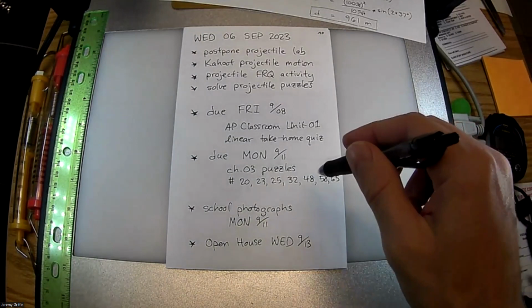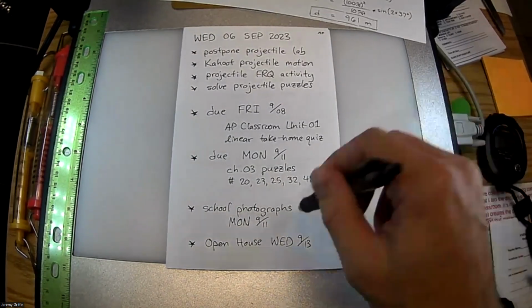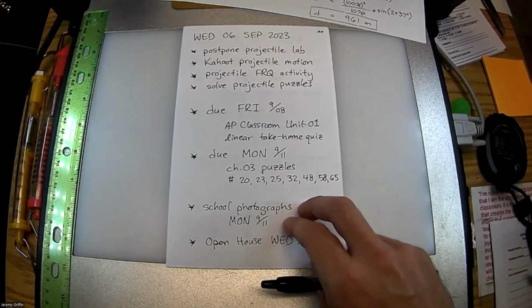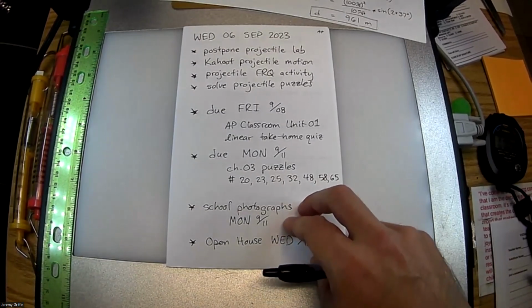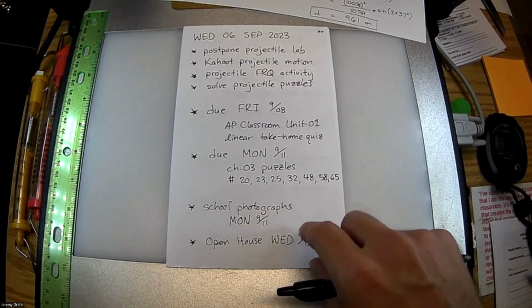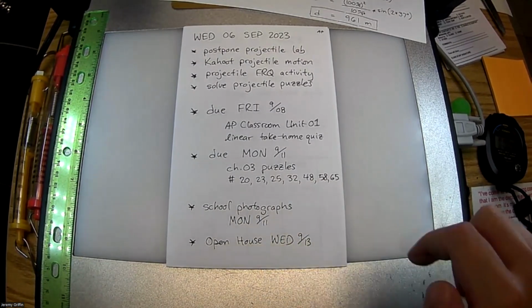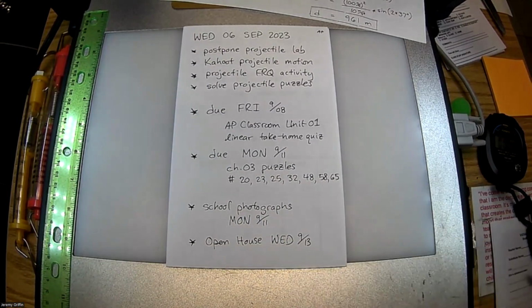All right. And then other stuff going on in the school. Photographs are going to be taken on Monday through your English classes, unless you're a senior. If you're a senior, it's some independent deal. But if you're grades 9 through 11, they're taking them on 9 to 11. And then open house is going to be next Wednesday, so one week from now. All right, so you guys good with what's going on here?